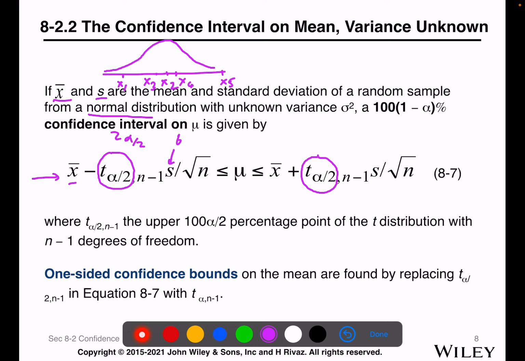The only difference is that if we are, for example, looking for an upper bound, instead of T of alpha divided by 2, we use T of alpha. Same here for the lower bound: instead of T of alpha divided by 2, we use T of alpha. So if we only want to know mu is more than something, that is the lower bound.